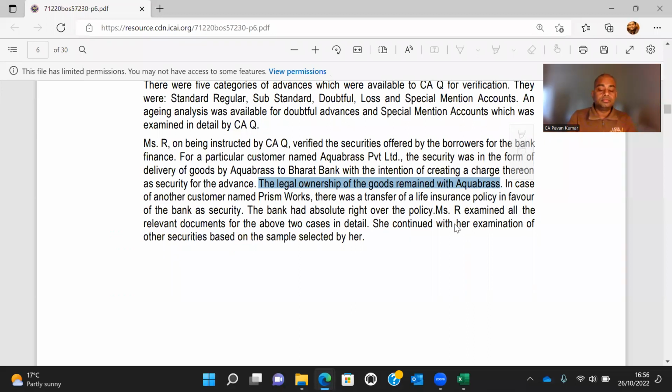Okay, continue. In case of another customer named Prism Works, there was a transfer of a life insurance policy in favor of the bank as security. Wait. What is it called? Transfer of life insurance policy in the bank is called what?